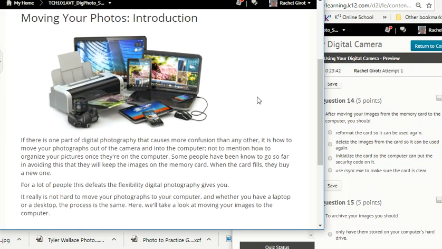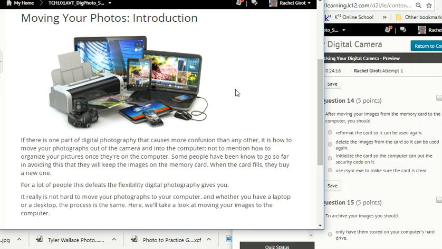Moving your photos. Introduction. If there's one part of digital photography that causes more confusion than any other, it is how to move your photographs out of the camera and into the computer. Not to mention how to organize your pictures once they're on the computer. Some people have been known to go so far as to avoid this that they will keep the images on the memory card. When the card fills, they buy a new one. For a lot of people, this defeats the flexibility digital photography gives you.